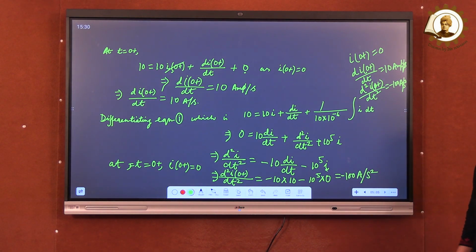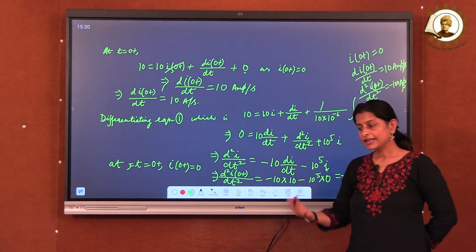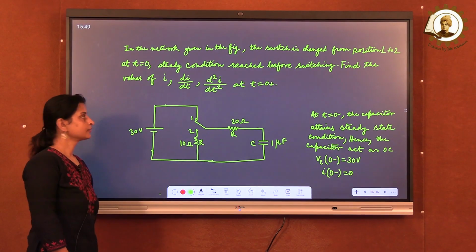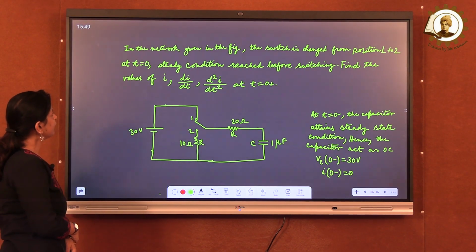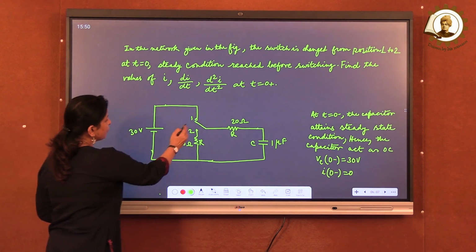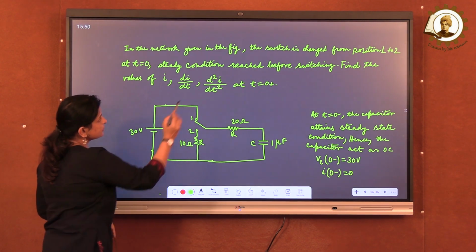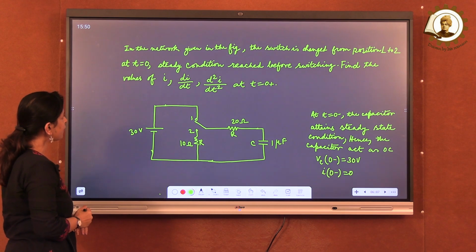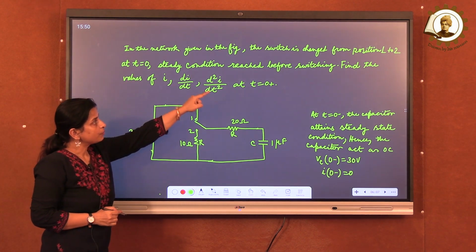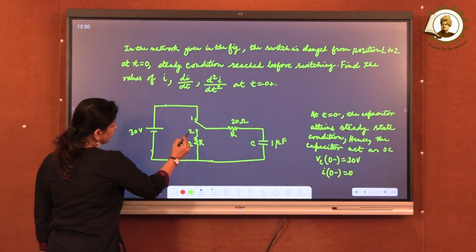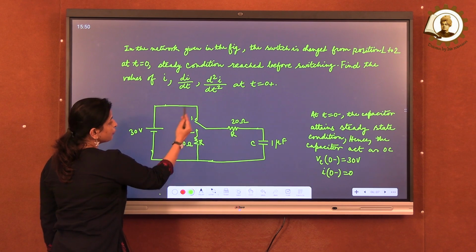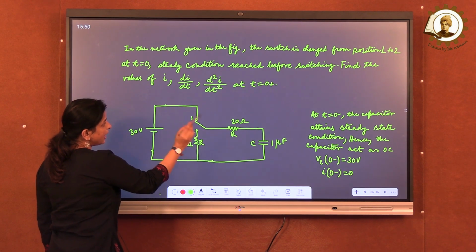Now we will move to our second numerical. In this numerical, we have this network, and the switch position changes from 1 to 2. The switch is changed from position 1 to 2 at t equal to 0. Steady state condition reached before switching means that before the switch moves from 1 to 2 at t equal to 0, steady state was achieved.